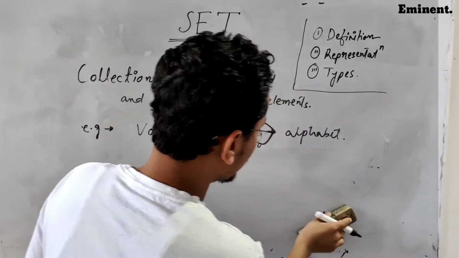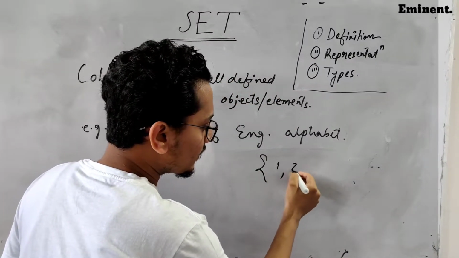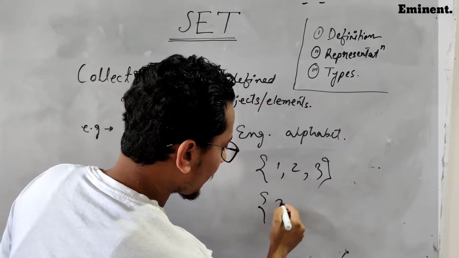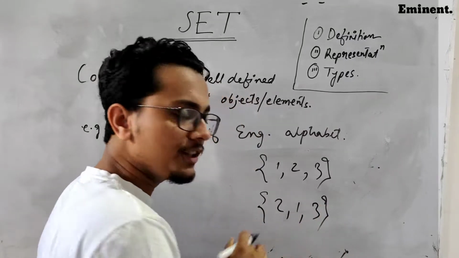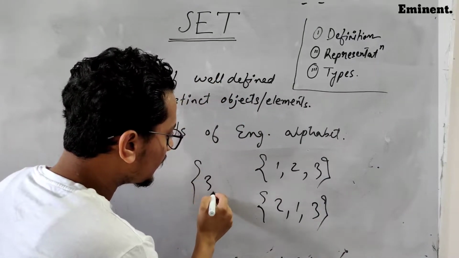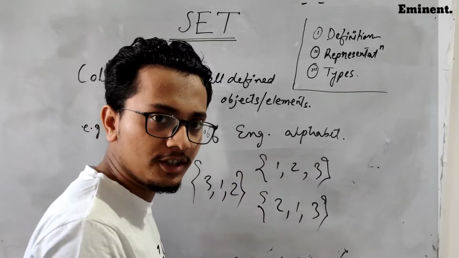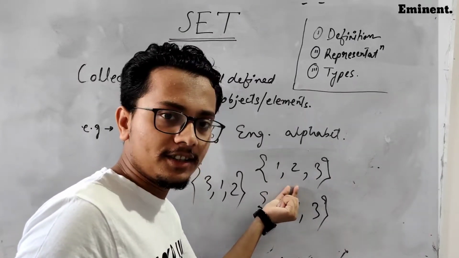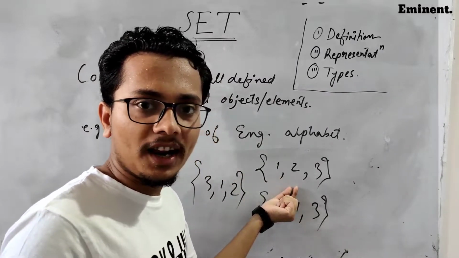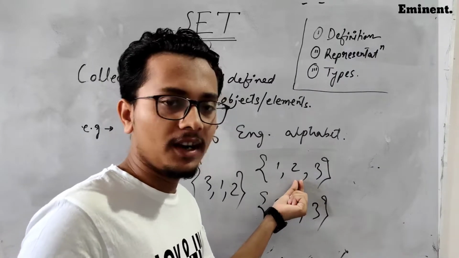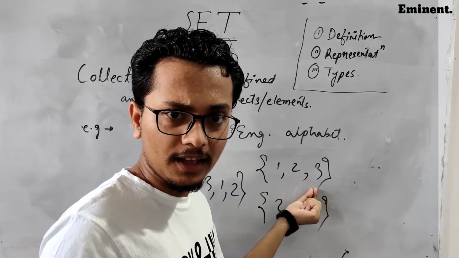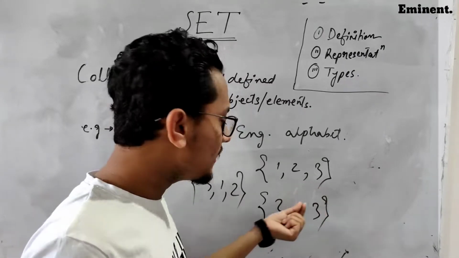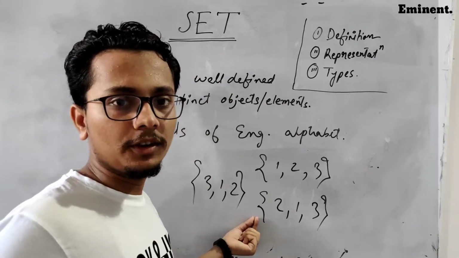Now, suppose this is a set 1, 2, 3. If I write this set like this 2, 1, 3, then also it is correct. If I write 3, 1, 2, then also it is correct. In a set, which element you write first, which one second, which one last, it doesn't matter. Just if all the elements are there, then it is okay.